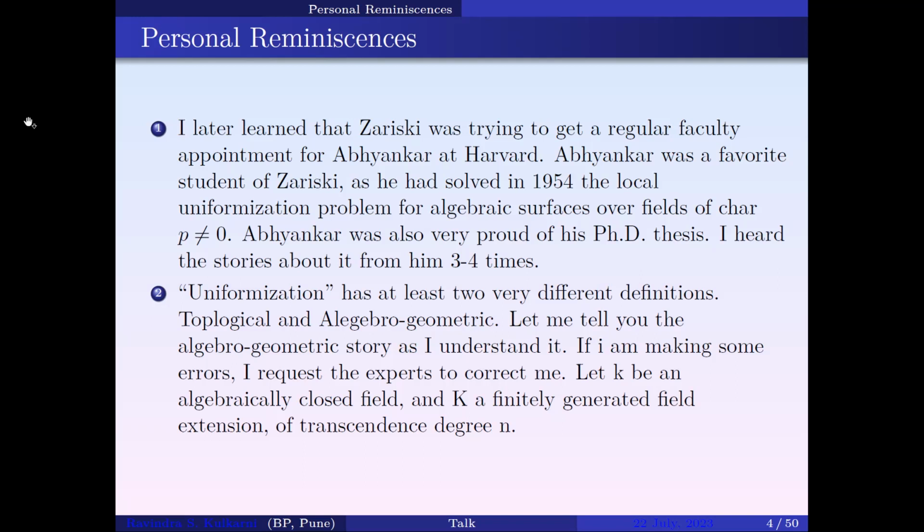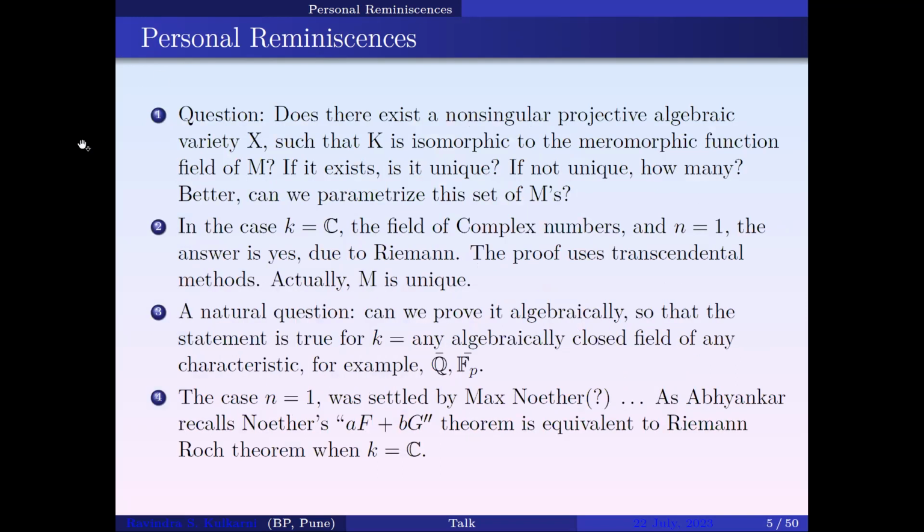Let k be an algebraically closed field of any characteristic, and K a finitely generated field extension of k of transcendence degree n. Question: does there exist a non-singular projective algebraic variety X such that K is isomorphic to the meromorphic function field of X? I think experts may correct me, but probably this is the original problem. Now, of course, you can ask if it exists, is it unique? If not unique, how many? Better, can we parameterize this set of X's, and so on. So these are the issues.